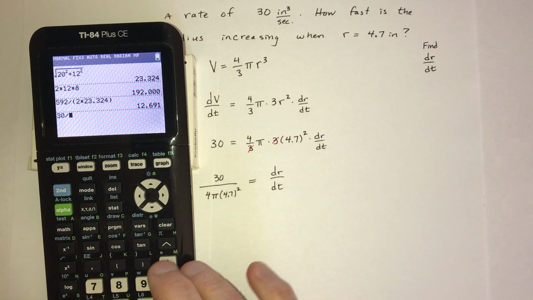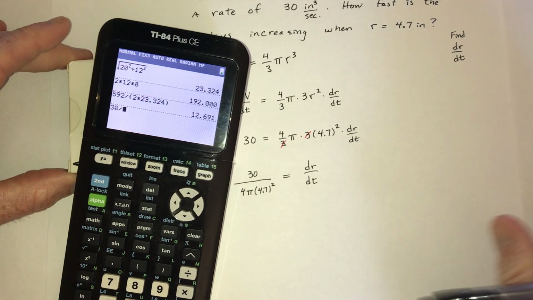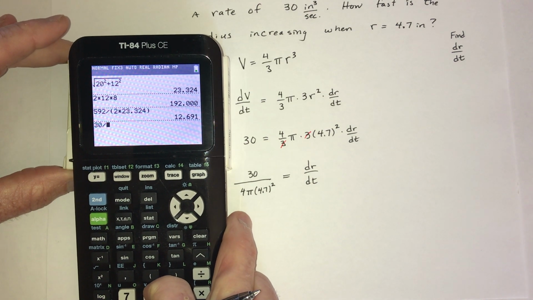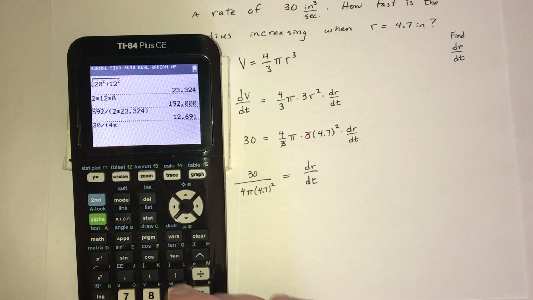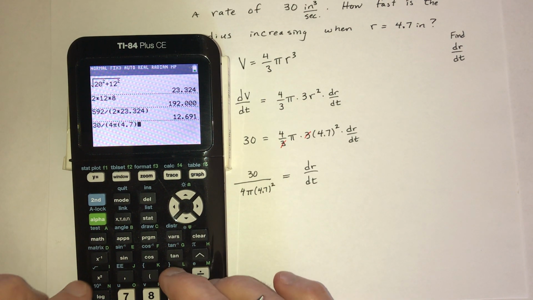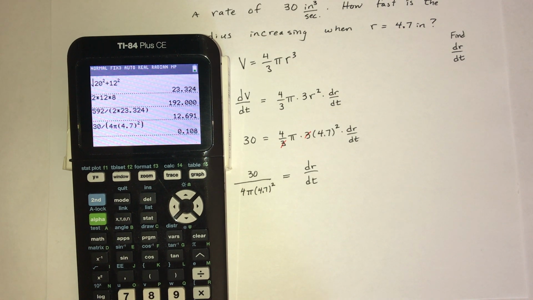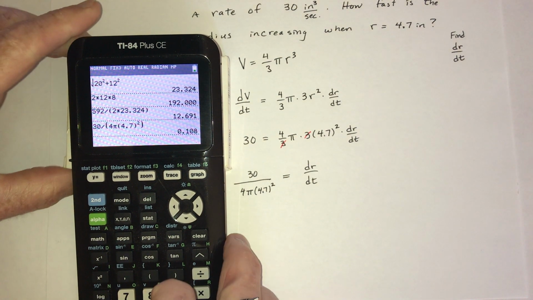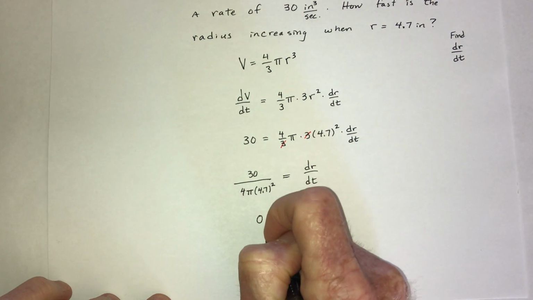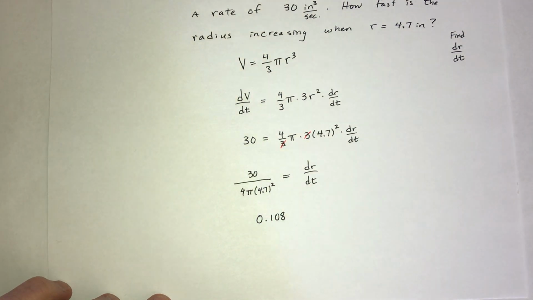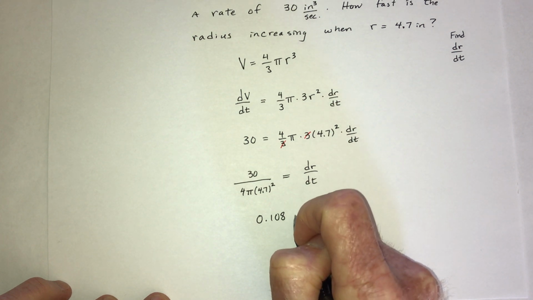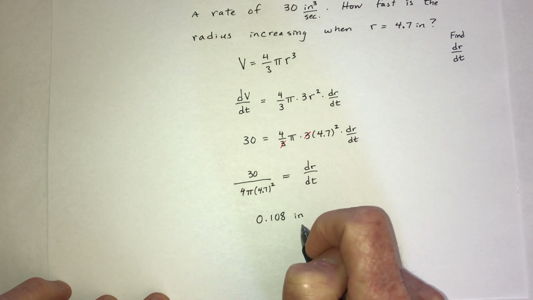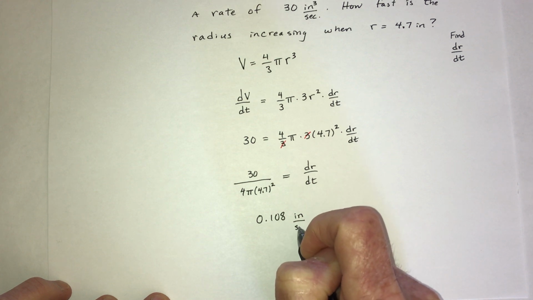So 30 gets divided by parentheses 4 and pi, and also 4.7 gets squared. So it's a 0.108. And what would the units be? Well, radius is given in inches and this is in seconds. So the radius would be growing at just a 0.108 inch every second.